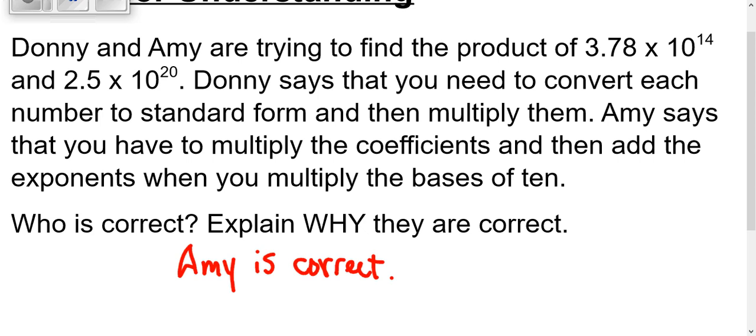So Amy is correct. And you multiply the coefficients 2.5 times 3.78. That is the rule. And when you multiply the bases of 10, you add those exponents. Again, multiplication, you add exponents. So Amy is correct. If you had all that down, that's great.